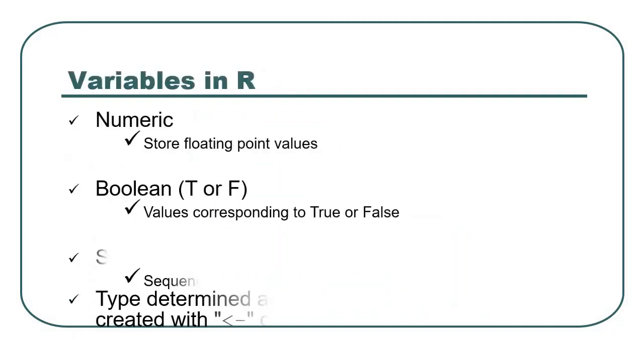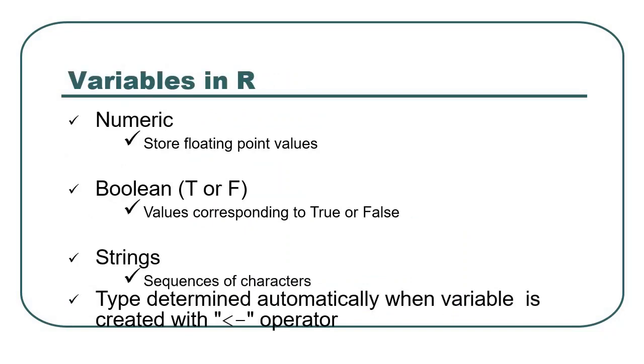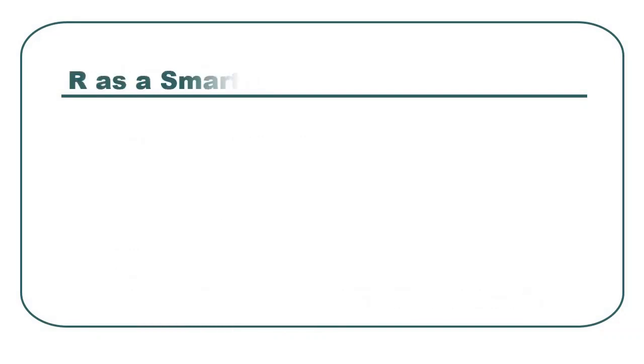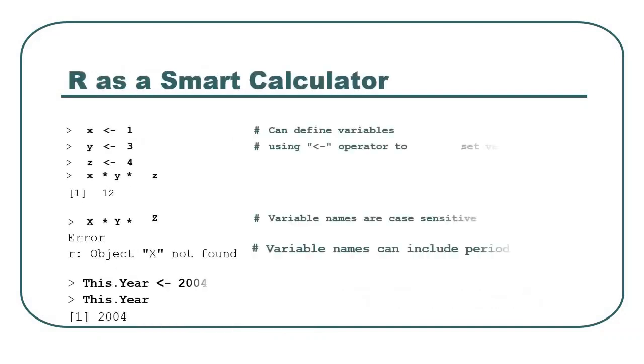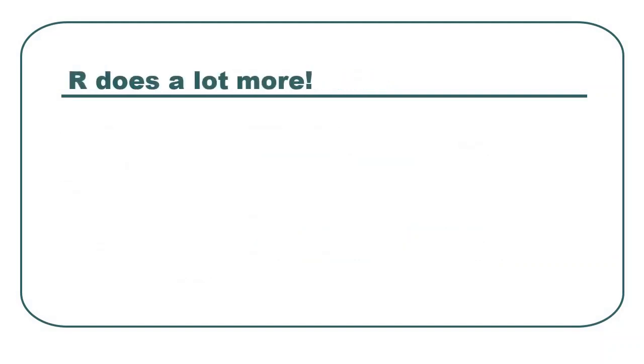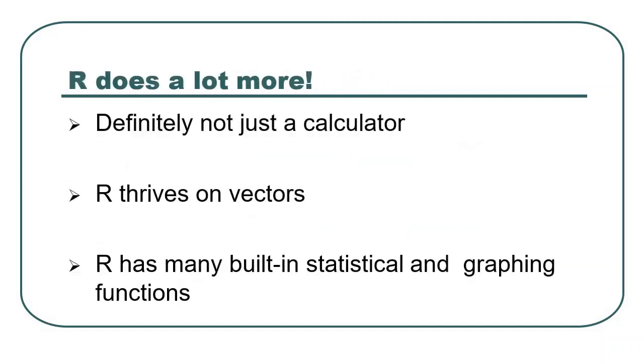So what are variables in R? They can be numeric, Boolean, or strings, and the type is determined automatically. A variable is created with the assignment operator, as in a smart calculator. So we can define variables, and variable names are case sensitive. Variable names can include the period. So R does a lot more. It is definitely not just a calculator; it thrives on vectors and has many built-in statistical and graphing functions.